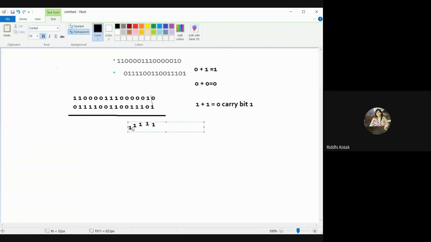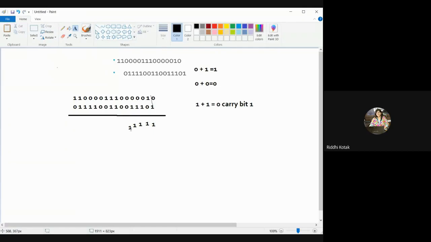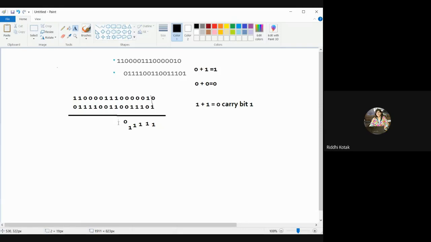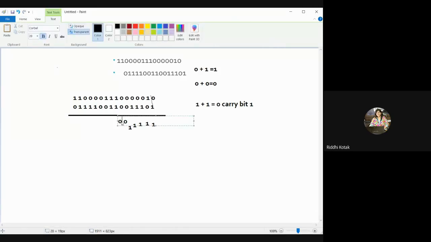I'm not writing in the same sequence, but you have to understand this, and you have to write in the same row. Then 0 0, so that will be 0. Next again 0 0, so that will be 0. Let me complete it so it will be clearer to everyone.